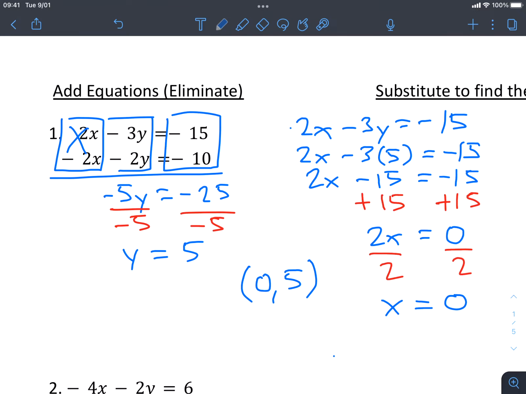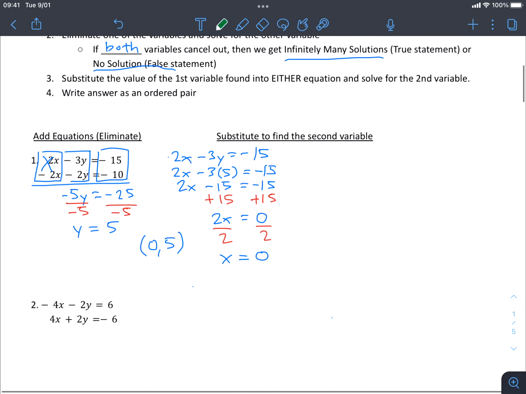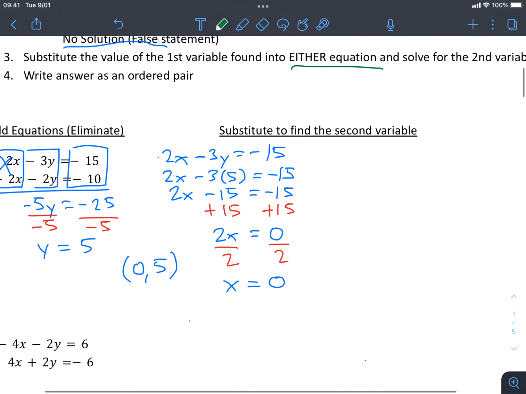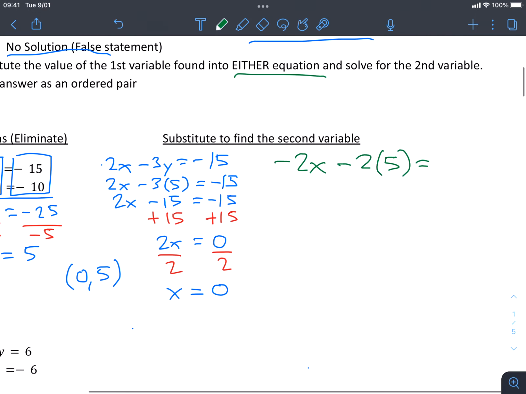And just to show you, in the steps up top, it said that I could substitute into either equation. If I were to pick my second equation instead of my first and do the same process, I want to show you that we're going to get algebraically the same answer.